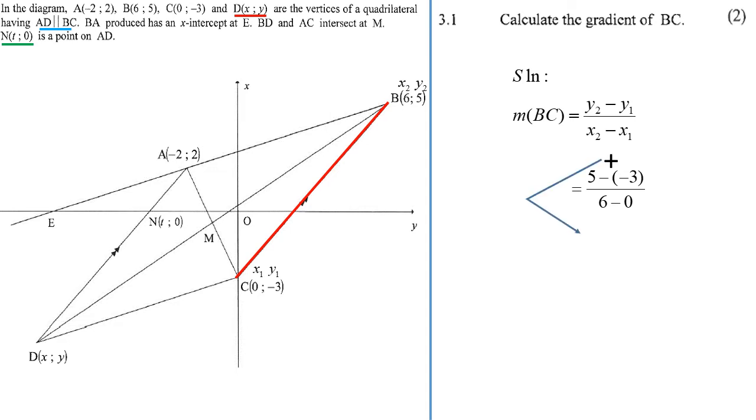And then that positive will result in 5 plus 3, which is 8 divided by 6. And this will give you 4 divided by 3.